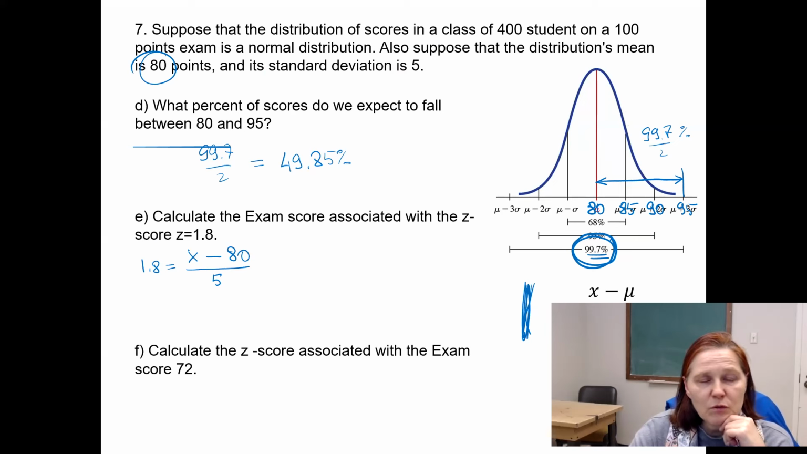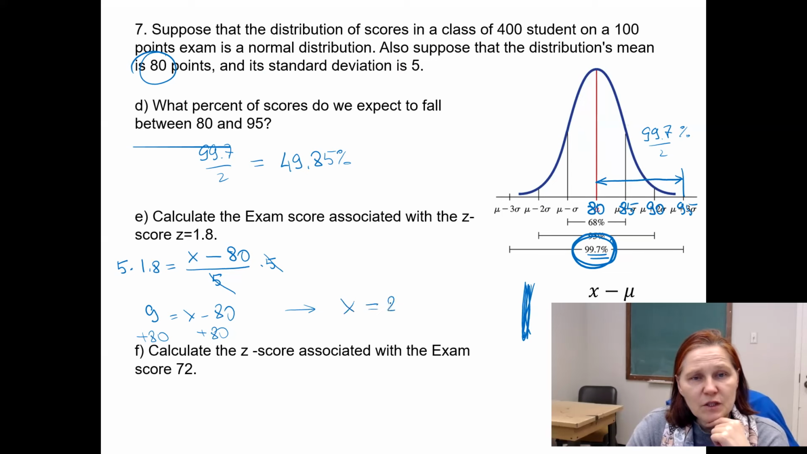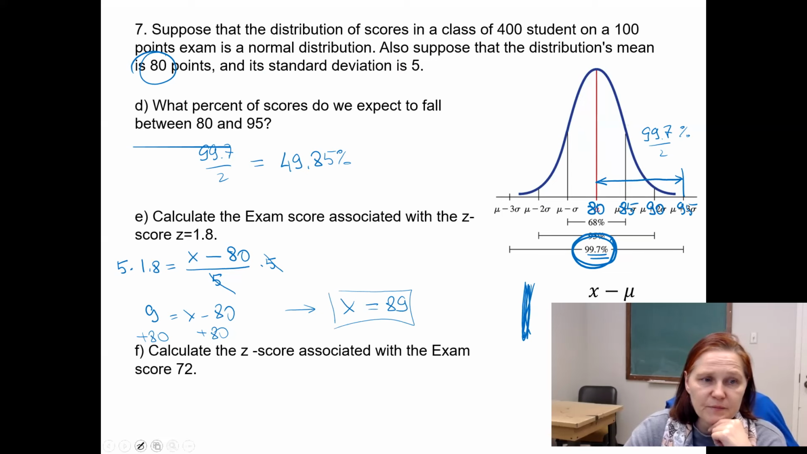So we solve for x. We want to isolate x on one side of the equation. Let us multiply by 5, to clear the denominator here. The 5 and 5 cancel. We have 9 equals x minus 80. Then we add 80, so that 80 goes to the left, and we get x equals 89. The raw score is 89.